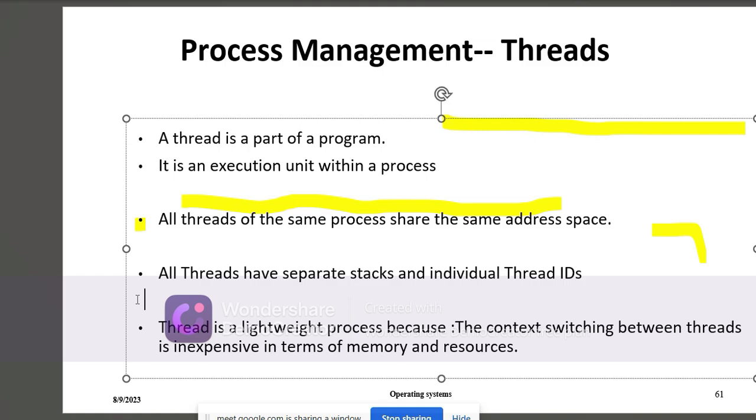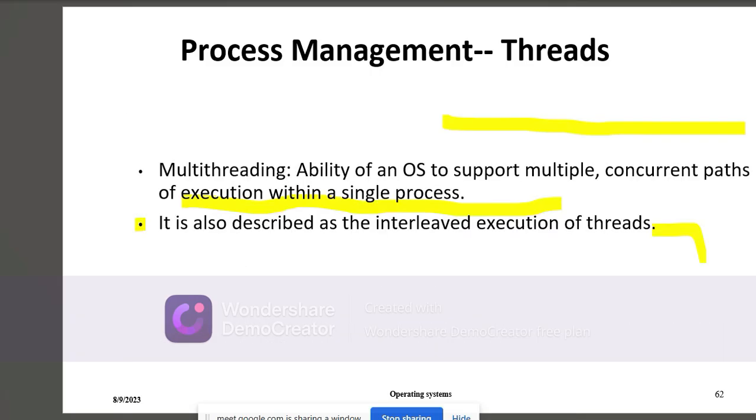All threads have a separate stack and an individual thread ID. Everyone has their own thread ID. A thread is a lightweight process because context switching between two threads is inexpensive in terms of memory and resources. Multi-threading is the ability of the operating system to support multiple concurrent paths of execution within a single process, and it is also described as interleaved execution of threads.